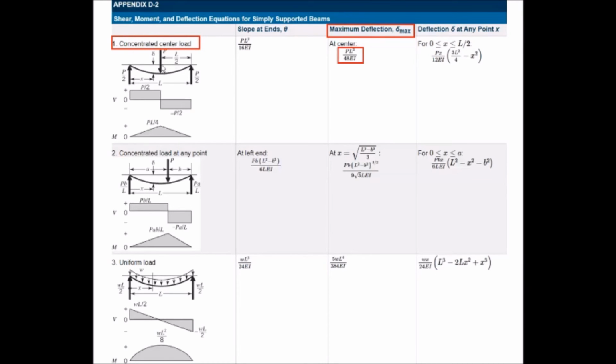We have a concentrated center load. We can see here's our center mass right there. There's our 2 supports on either side. We can see our maximum deflection at the center there. So then we go over to the right. We don't really care for this problem about the slope at the ends or the deflection at any point X. We care about the maximum deflection at the center. So we go with this equation here, PL cubed over 48 EI for our max deflection.